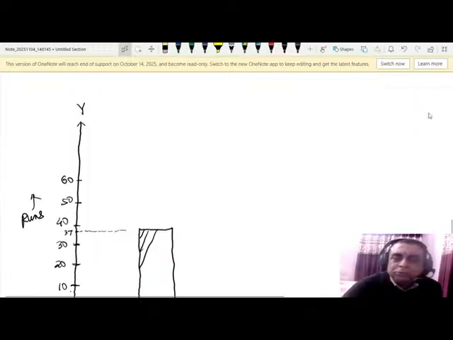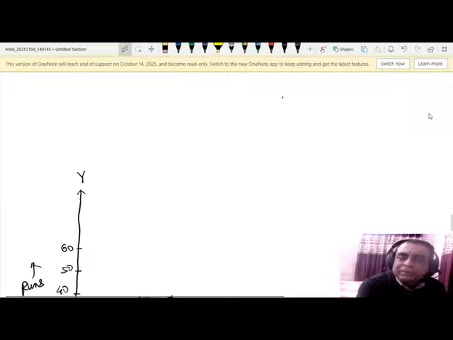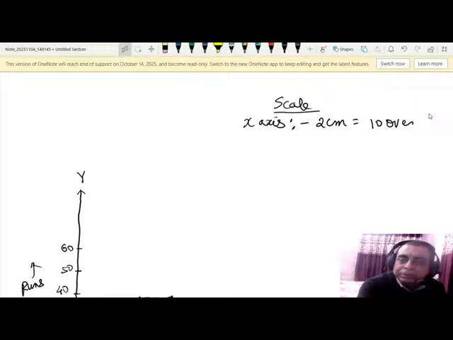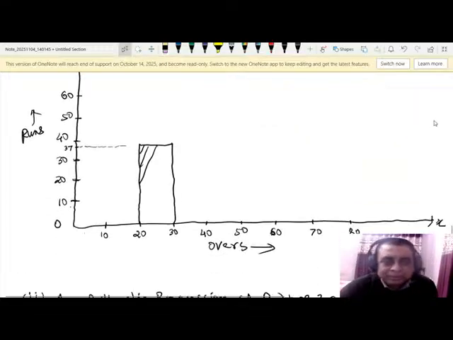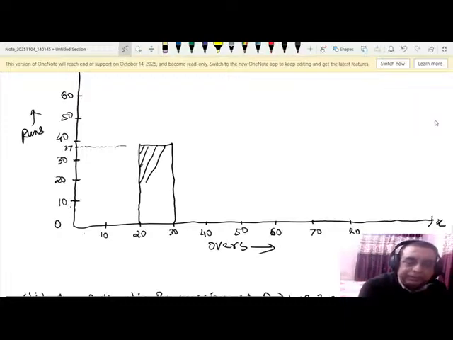You have to write the scale also. So write the scale here on the top. Along the x-axis, what is the scale we are using? 2 centimeters is representing 10 overs. And along the y-axis, we are denoting the runs, so 2 centimeters is representing 10 runs. You have to write the scale there. Now next, first you shade this bar.